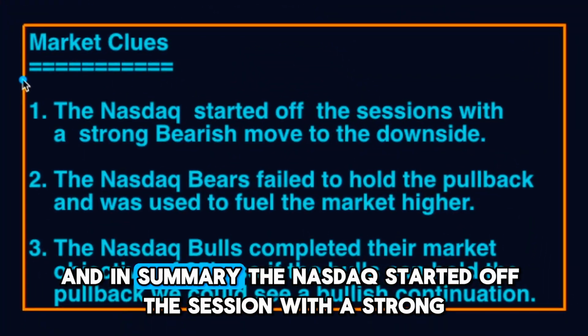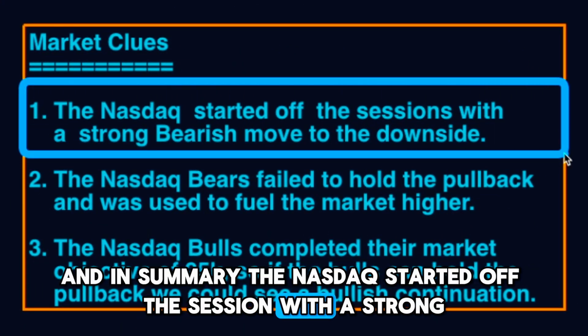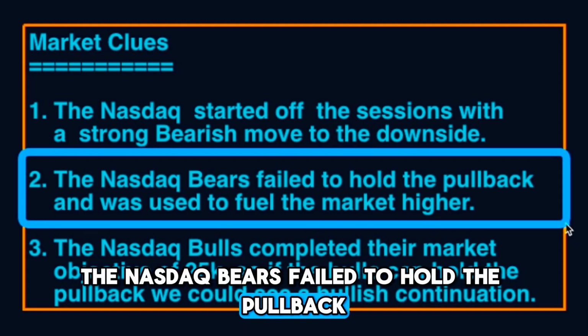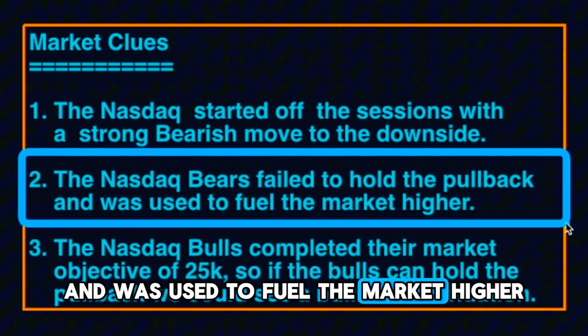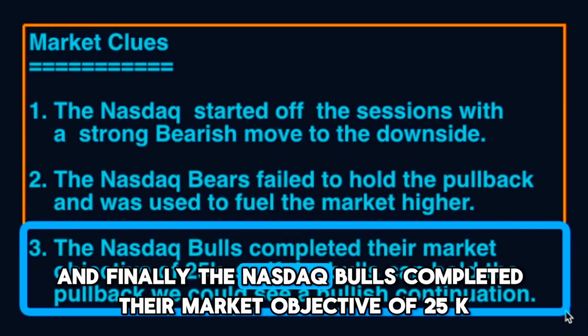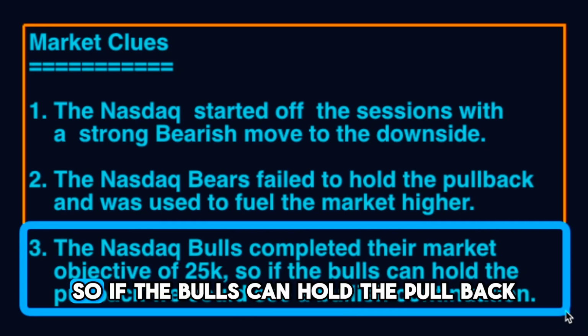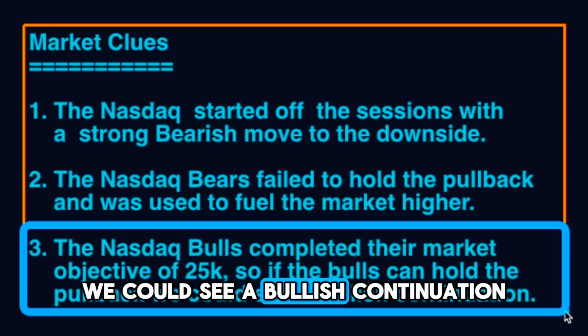And in summary, the Nasdaq started off the session with a strong bearish move to the downside. The Nasdaq bears failed to hold the pullback and was used to fuel the market higher. And finally, the Nasdaq bulls completed their market objective of 25K, and they also took out previous all-time highs. So, if the bulls can hold the pullback, we could see a bullish continuation.